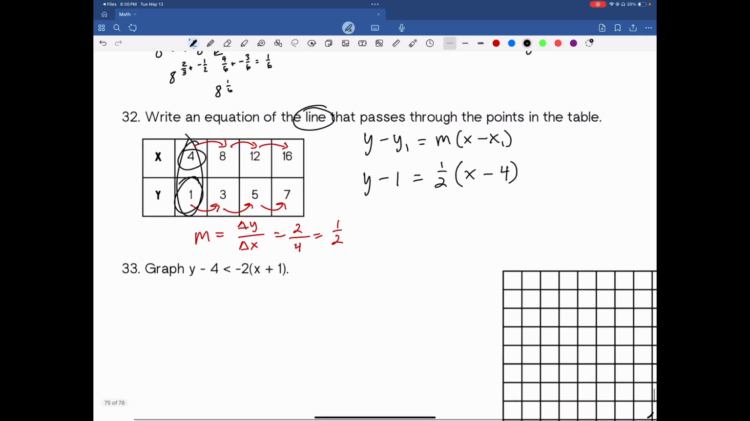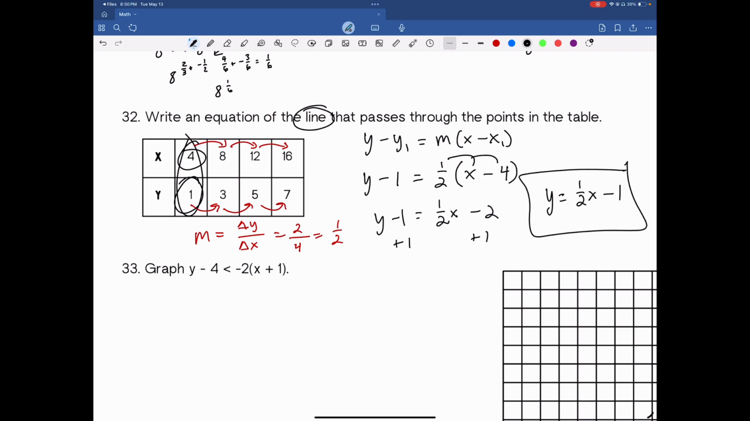If we needed that in slope-intercept form, we would distribute the 1/2. So that would be 1/2 x minus 2 and y minus 1. And then we would add 1 to both sides. And we would get y equals 1/2 x minus 1. So that would be the slope-intercept equation.